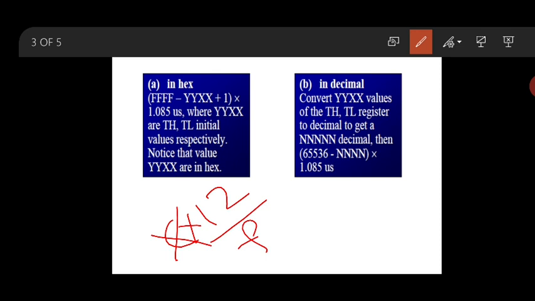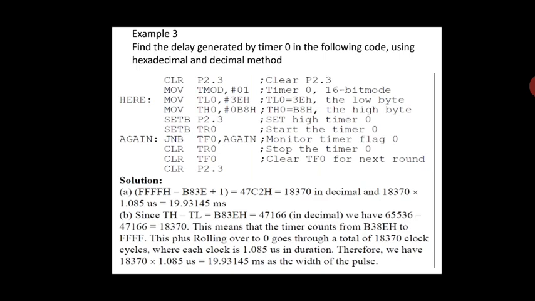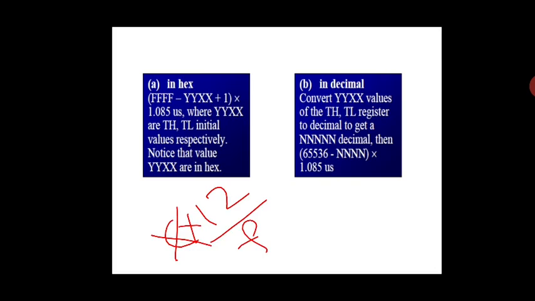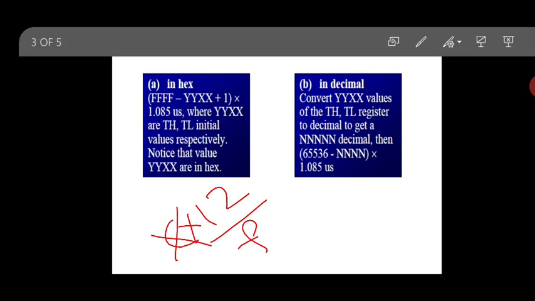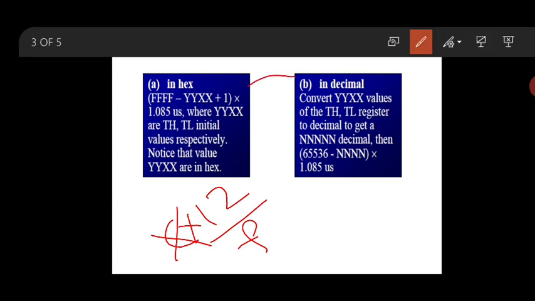Similarly, if I want to calculate in decimal, convert that YYXX value of the THTL register to a decimal value. It is exactly similar here. Whatever I am getting here is the same here. What is FF? For FF, its maximum value will be 65536.